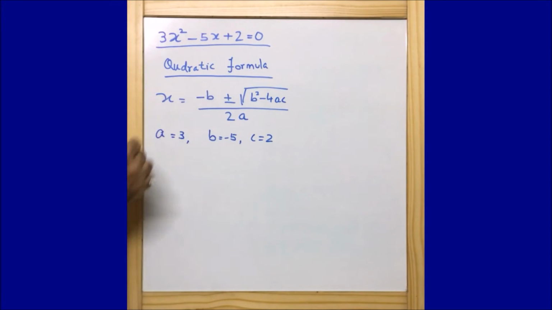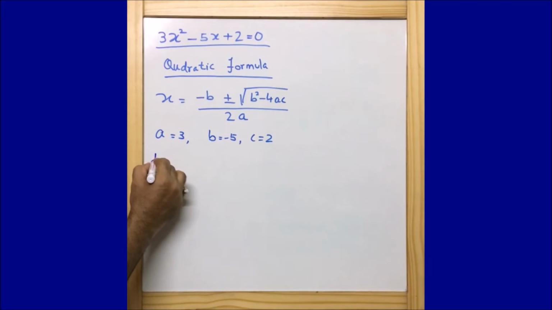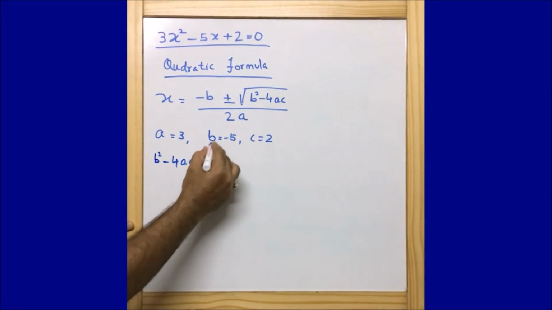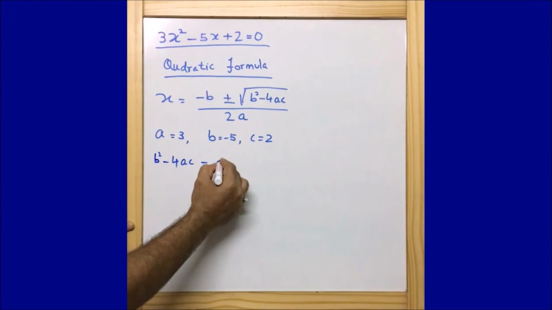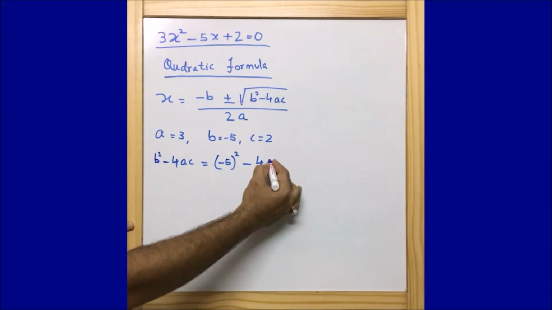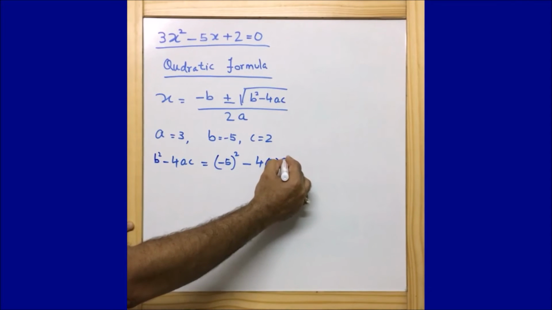Now let me first of all find out b square minus 4ac. So b square minus 4ac is equal to, here b is equal to minus 5, so I can take minus 5 whole square minus 4 into a, which is 3, into c, which is 2.